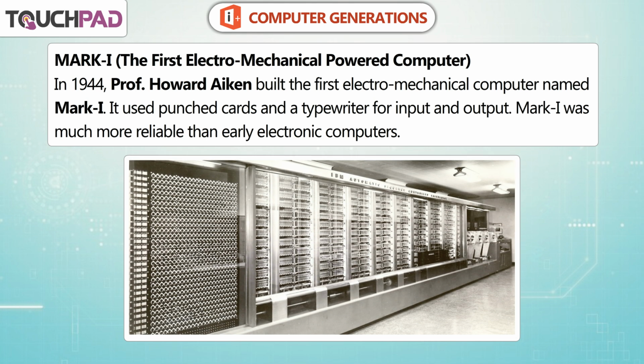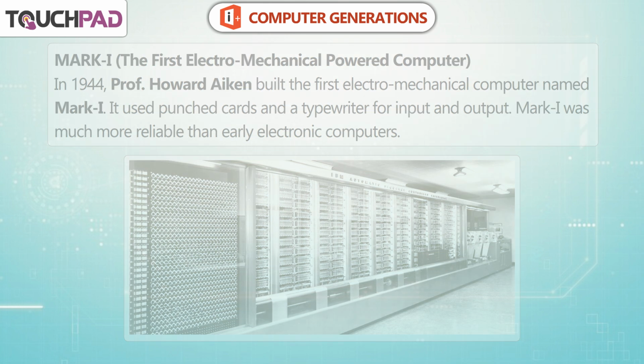In 1944, Professor Howard Aiken built the first electromechanical computer named Mark I. It used punched cards and a typewriter for input and output. Mark I was much more reliable than early electronic computers.